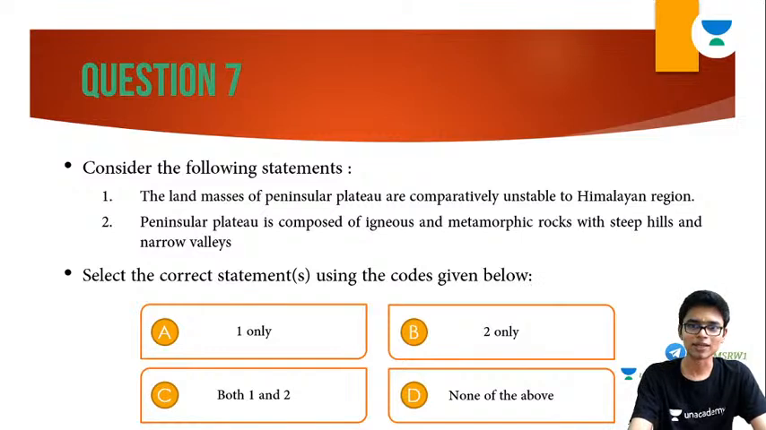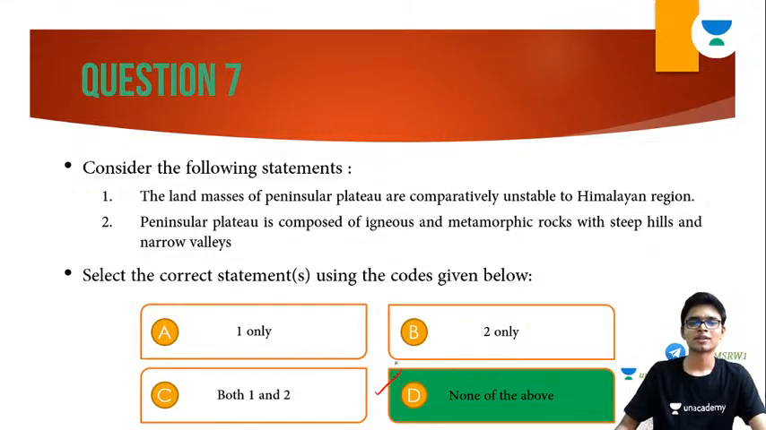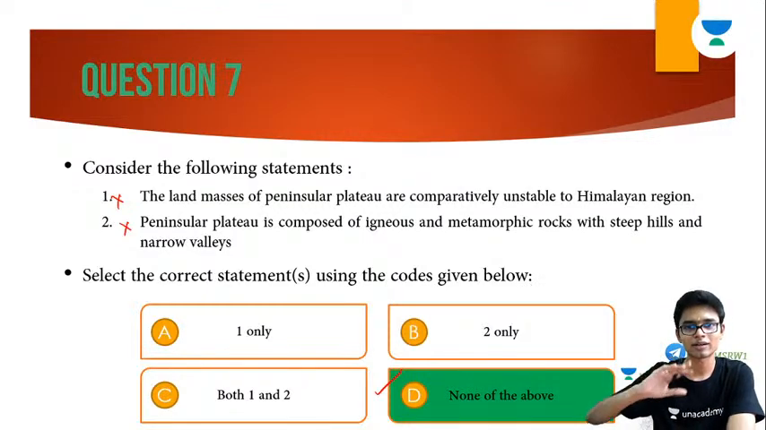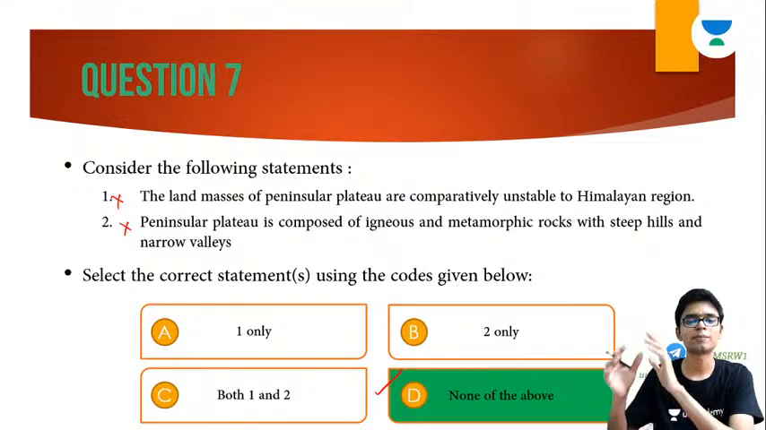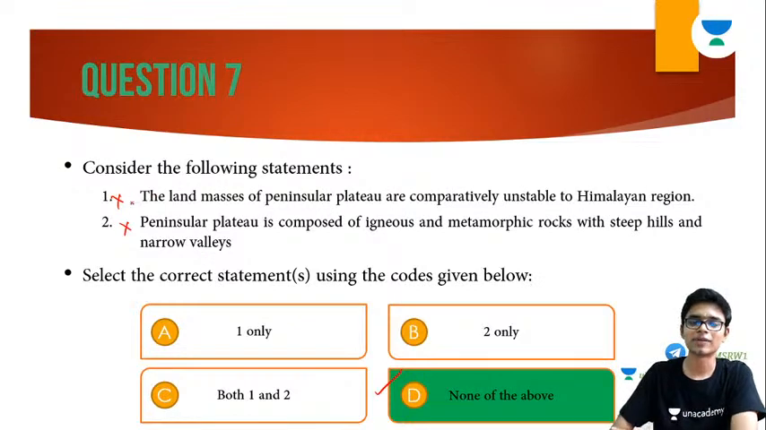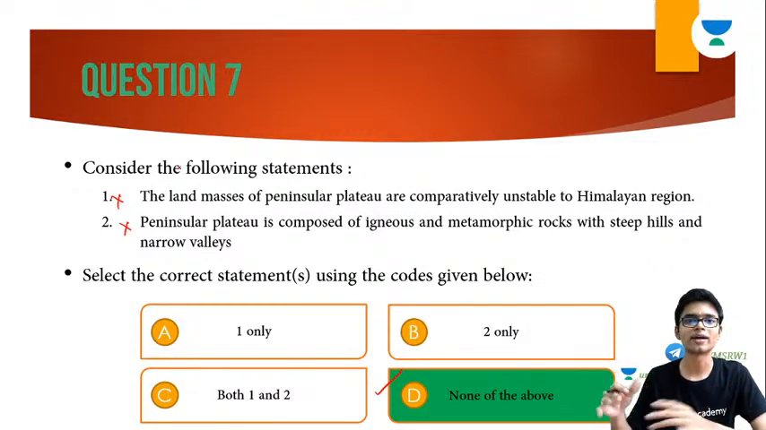Okay, I get it why you say B, but the answer is D, none of the above. Alright, first statement is wrong, second statement is also wrong. The landmasses of peninsular plateau are comparatively unstable to the Himalayan region. That is incorrect. Himalayan region is always undergoing some orogenic process, right? Mountain building process is happening all the time. We have plenty of avalanches, etc. All in all, the landmass is pretty much unstable in the mountain building region, such as those of Himalayas. Himalayas is a young fold mountain, so it is still growing. Okay, so first statement is incorrect. Peninsular plateau is much older and much more stable compared to Himalayas.